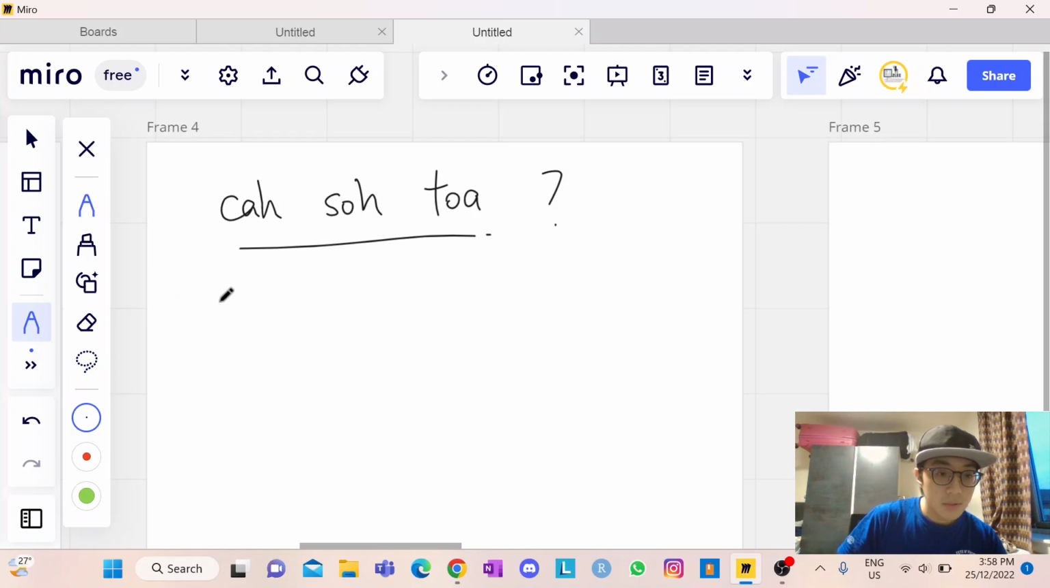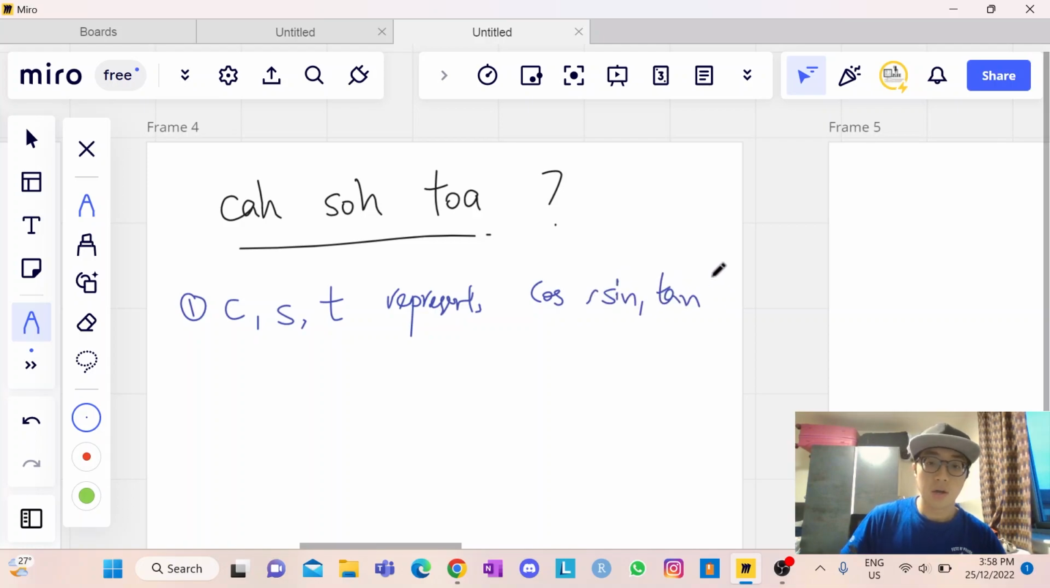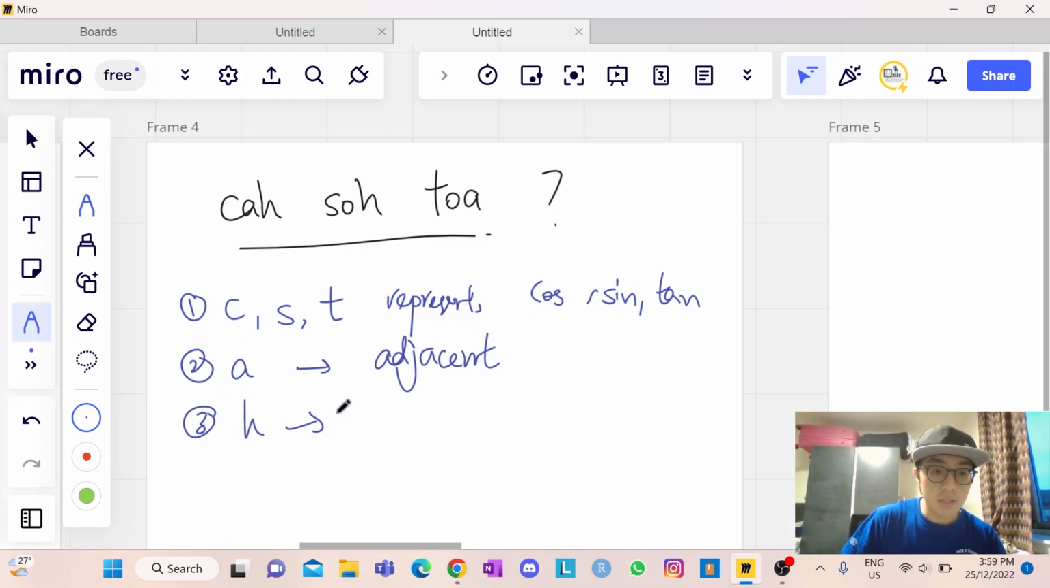I'm going to describe what CAH SOH TOA is. Number one, the C, S, and T represent cos, sine, and tangent. Number two, A means adjacent, and H means hypotenuse. If you want to have a guess at what O is, O means opposite.